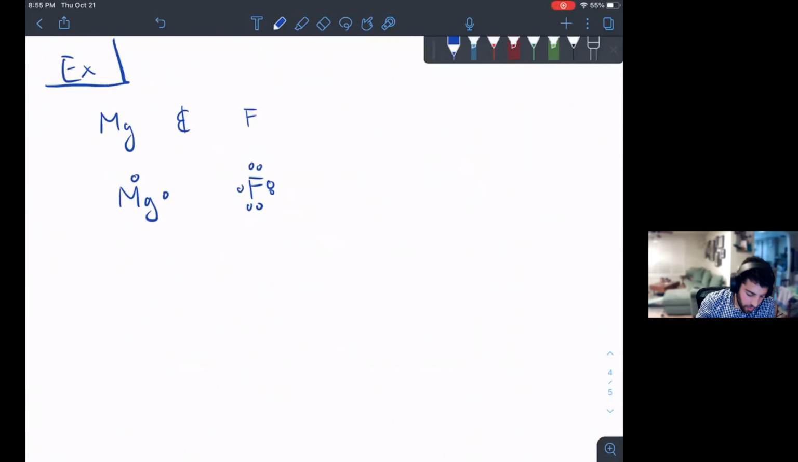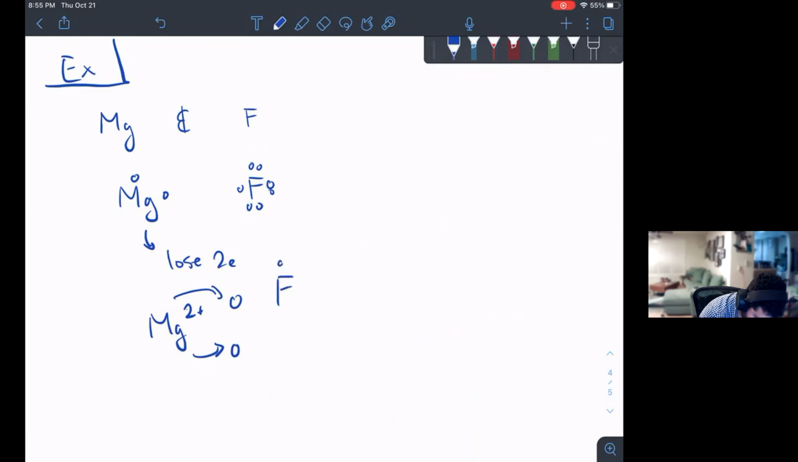So we want to fulfill the octet rule. So magnesium is going to lose 2 electrons. All right, so magnesium is going to become Mg2 plus because it's lost 2 electrons. And we just have these 2 electrons here. They came off magnesium. Where do they go? Well, one of them is going to go ahead and find its place right here in fluorine. And now we have magnesium. This is going to fulfill the octet rule, and this is going to fulfill the octet rule.